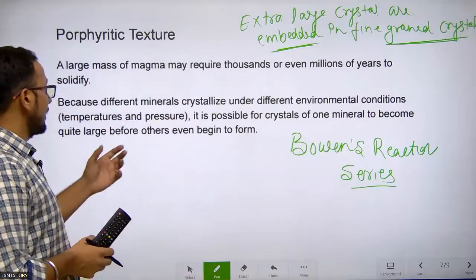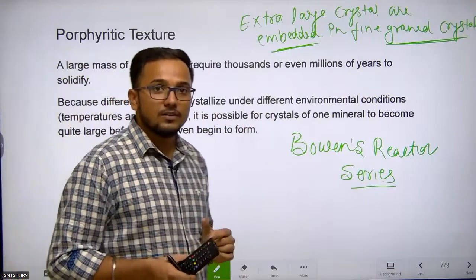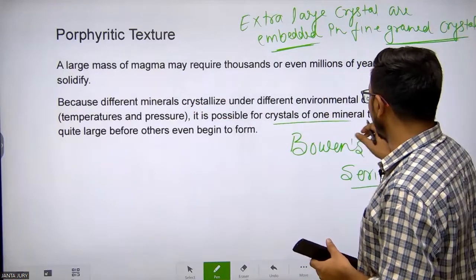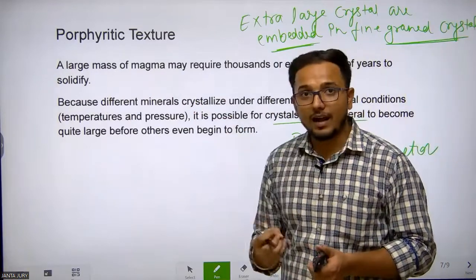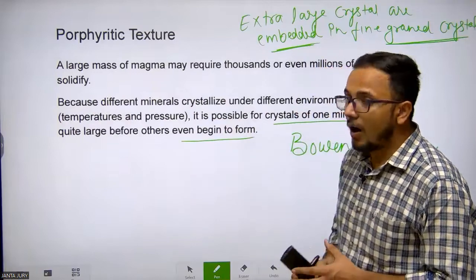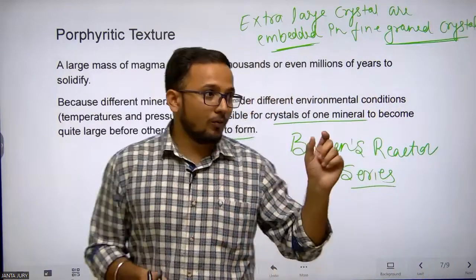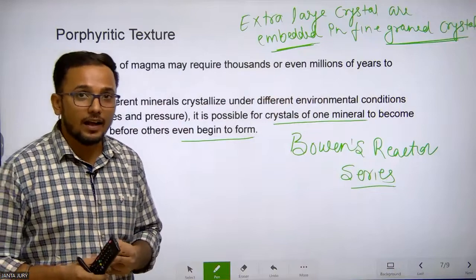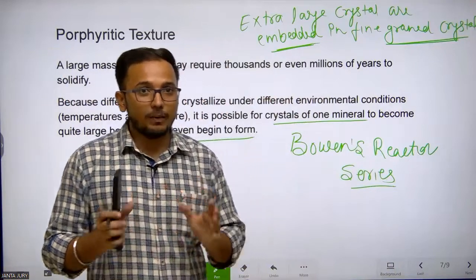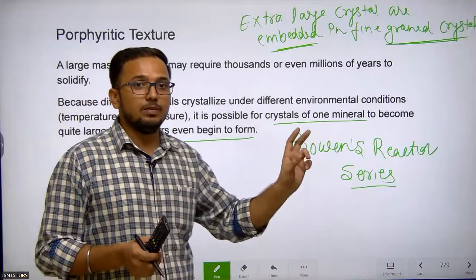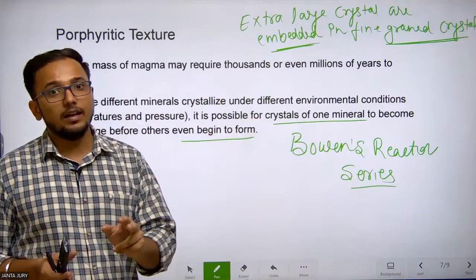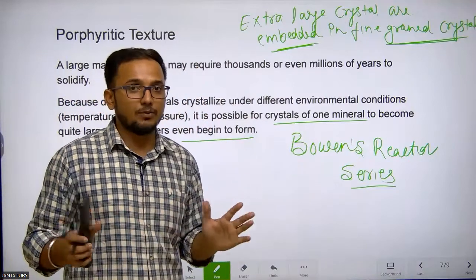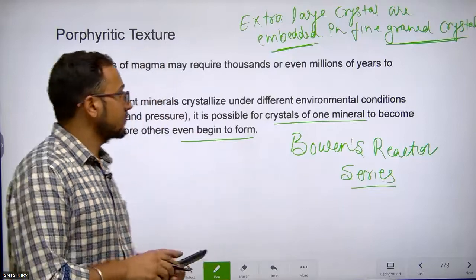Because different minerals crystallize under different environmental conditions, like different pressure and temperature conditions, it is possible for the crystals of one mineral to become quite large while other minerals begin to form. That is how porphyritic texture is possible. It can be in basaltic, andesitic, or felsic rocks. It does not depend on that, so it can be found in any of the 3 types of igneous composition.